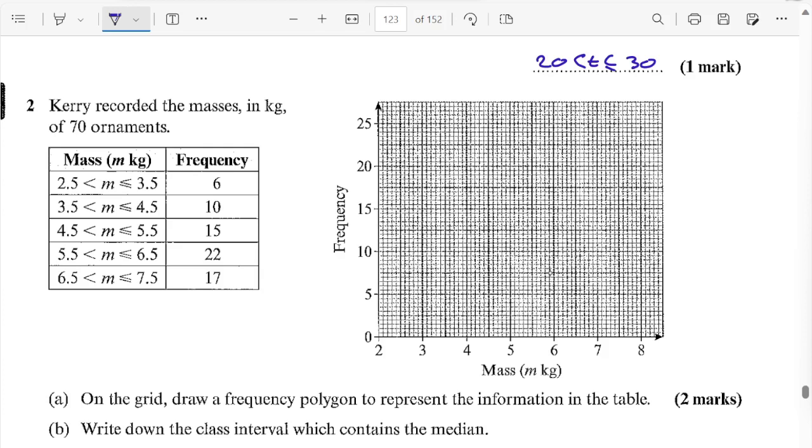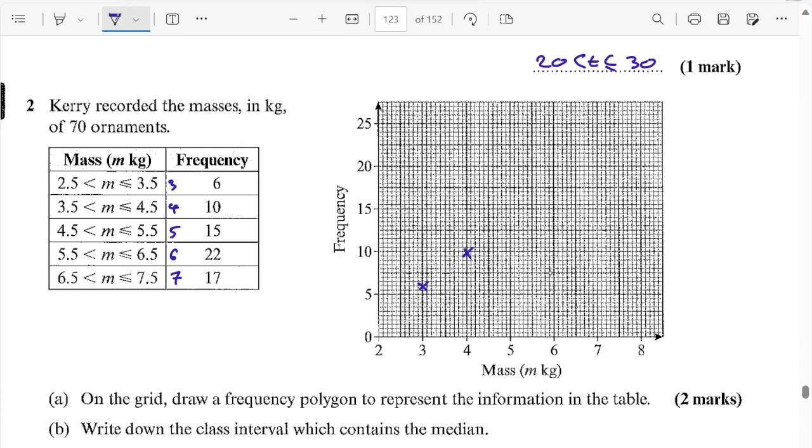So again, I'm going to introduce the midpoint. So we're looking at 3, 4, 5, 6, and 7. And then we plot those points. So at 3, we've got a frequency of 6. We've then got 4 and 10.